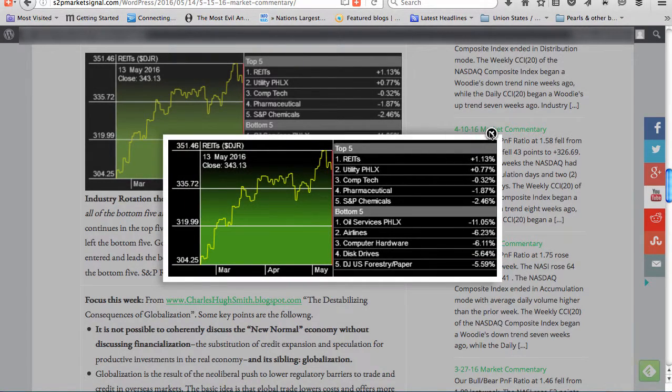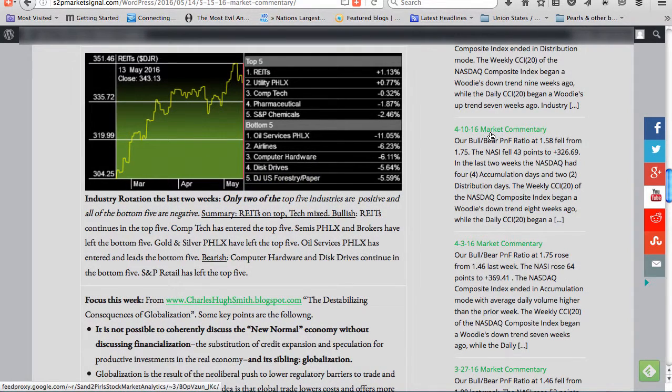Industry rotation the last 2 weeks. Only 2 of the top 5 industries are positive, and all of the bottom 5 are negative. Summary: REITs on top, tech mixed. Bullish, REITs continues in the top 5. Comp Tech has entered the top 5.